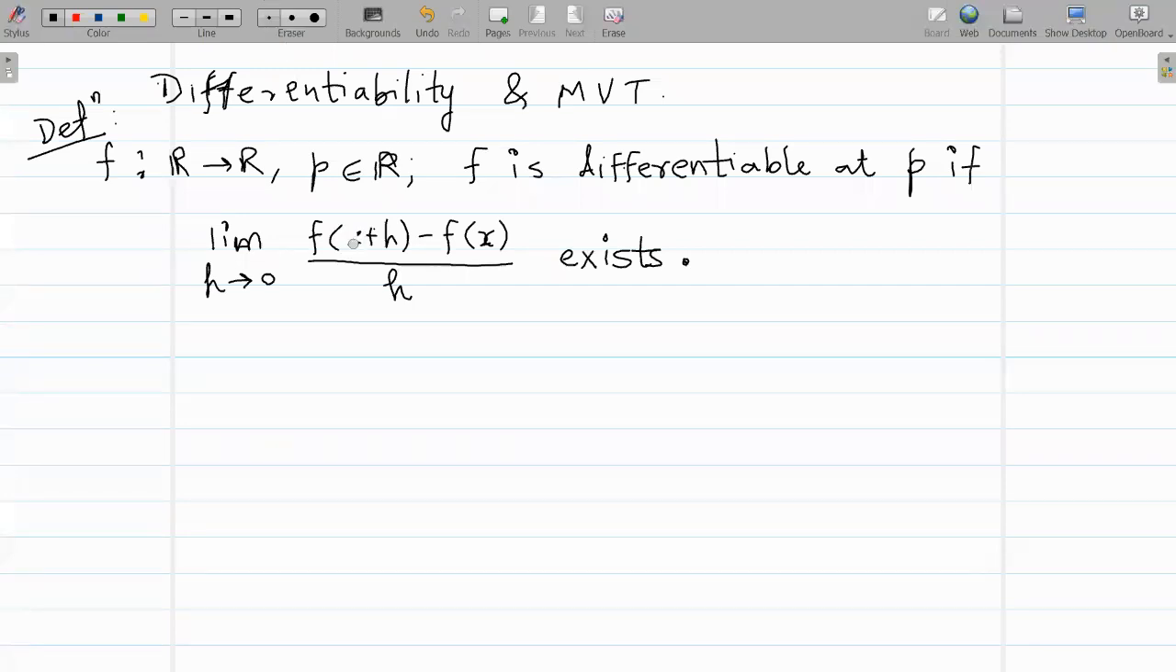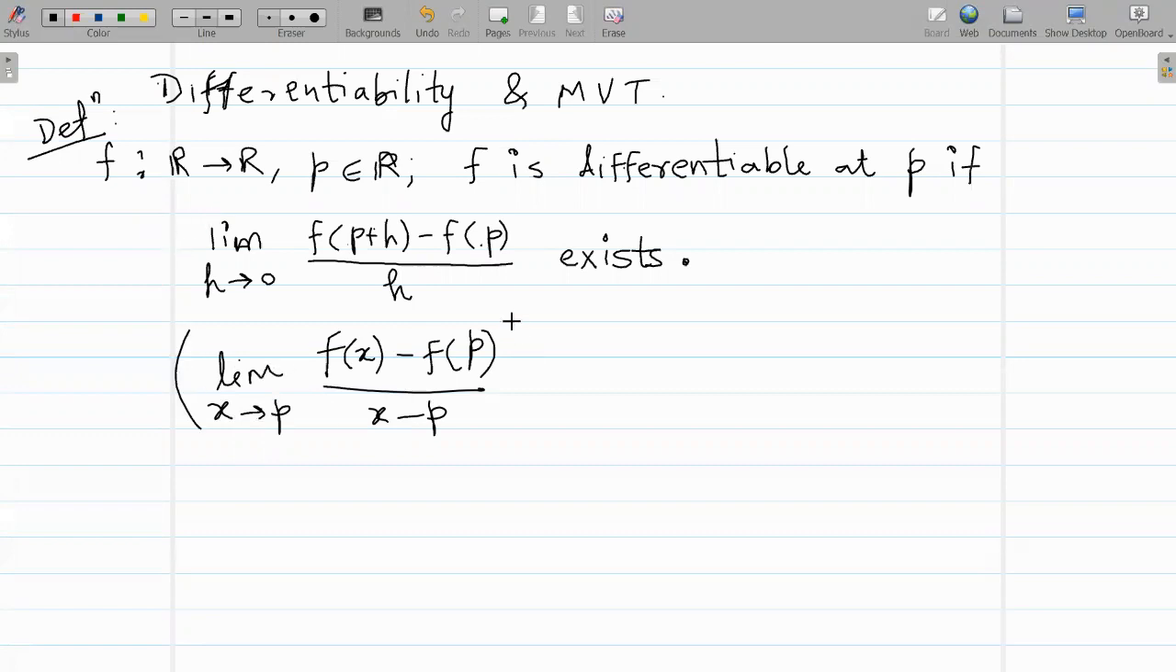So some limit should exist. Now try to understand how this limit has come. This is equivalent to talking about f(x) minus f(p) upon x minus p, with x tending to p. So either you say this limit or this limit, it's one and the same thing. I'm just replacing x minus p by h, and if x is tending to p, this is the same as saying h is tending to 0.